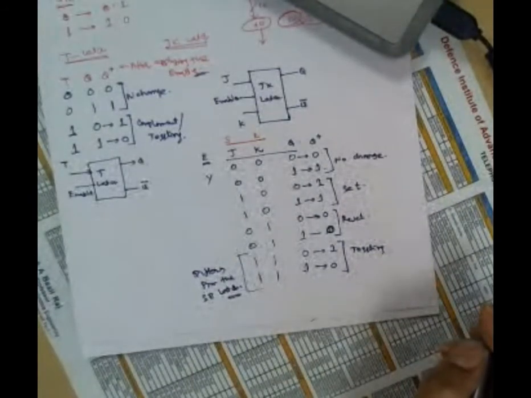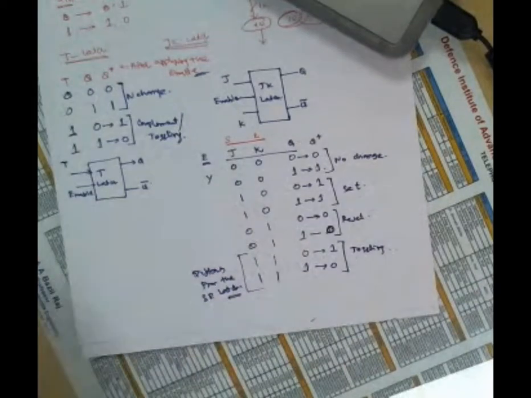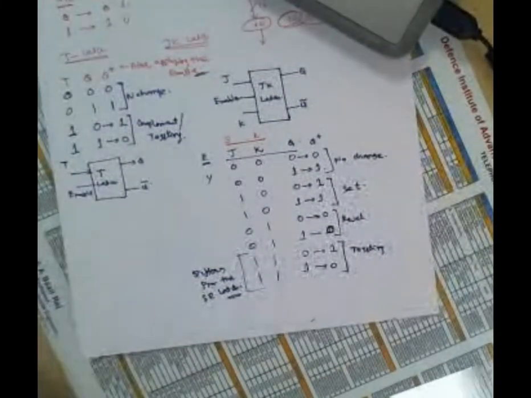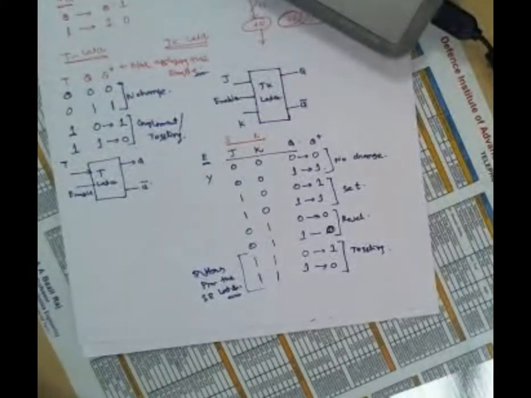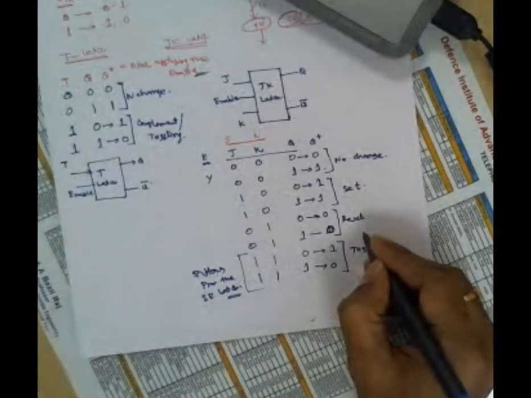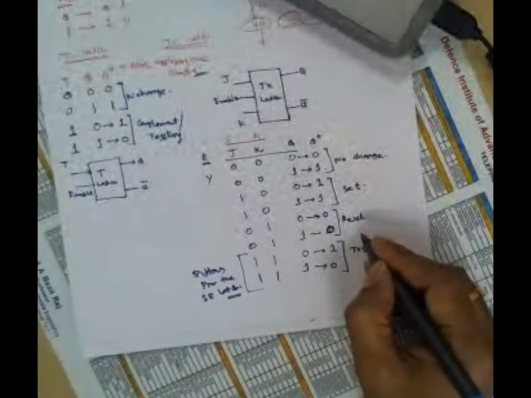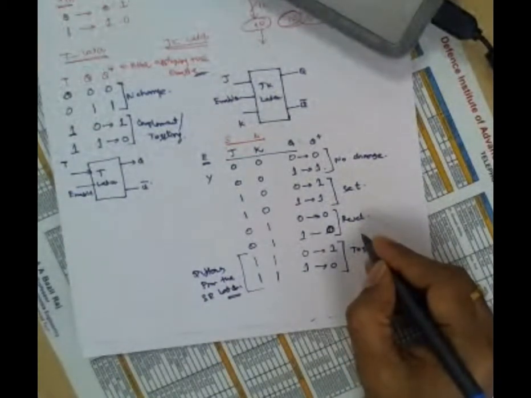SR latch, right? So we are making use of 1, 1 also here for toggling. So 1, 1, 0, 0, no change, 1, 0 set, 0, 1 reset, 1, 1 complement or toggling. Means whatever is there, it is coming out with the complement, right?